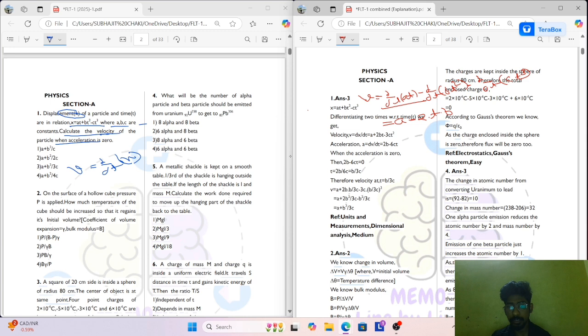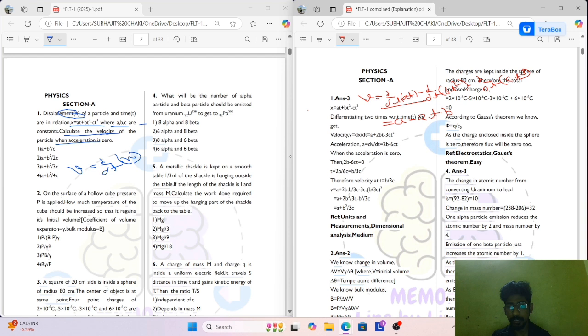And they are saying calculate the velocity of the particle when the acceleration is 0. How to calculate acceleration from velocity? Differentiate again. This will be dv by dt. This part is a constant, and the differentiation of a constant is 0, right? The differentiation of this will be 2b, and this will be 3 into 2t into c, so it will be equal to 2b minus 6tc, right?